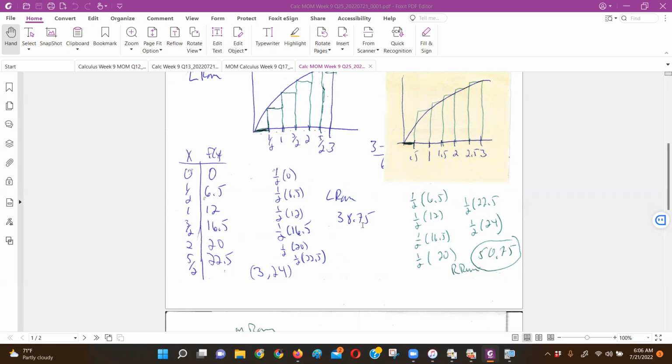How about the RRAM, the right RAM? So I sketched this in with the same intervals. I just did the right corner of the rectangle, and these are the same values, except what am I not using? See how for the RRAM, I'm using the value for 0.5.